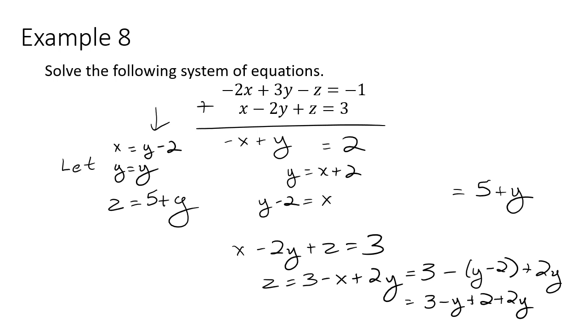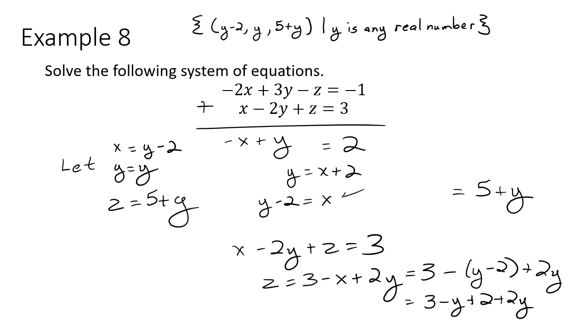So in this case, our solution would be the ordered triple, y minus 2, y, 5 plus y, such that y is any real number. All right, so once again, you just pick one variable to be itself, and then you solve for the other variables in terms of that single variable.